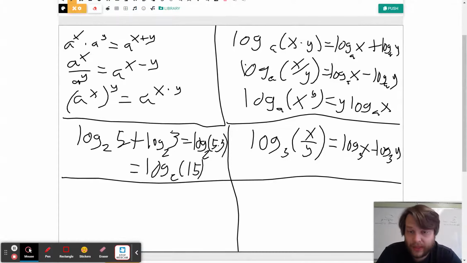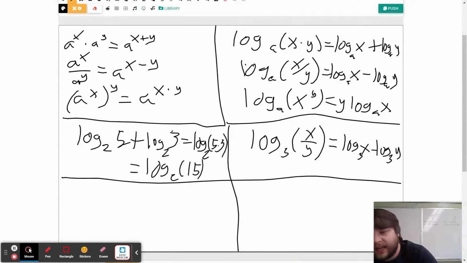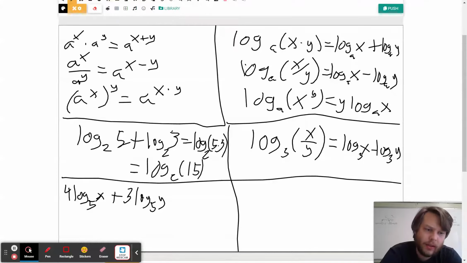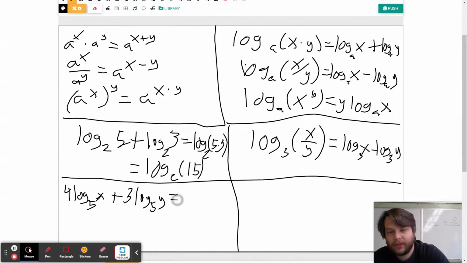Now you'll see some slightly more complicated examples in this bottom row here. Let's say I have 4 log base 5 of x plus 3 log base 5 of y. I can't use the multiplication property yet because they have coefficients in front of them. So first I'm going to use the third property where we have powers.